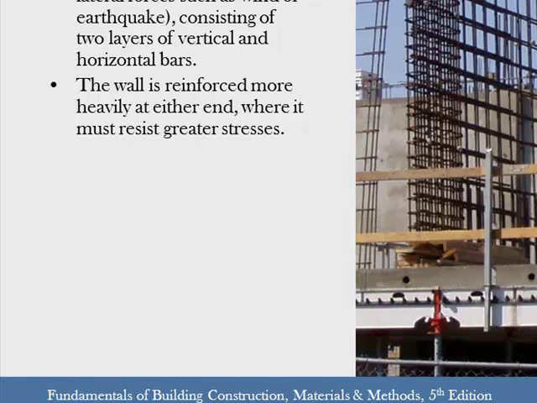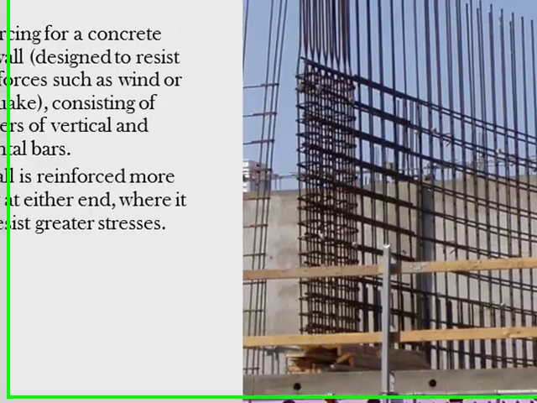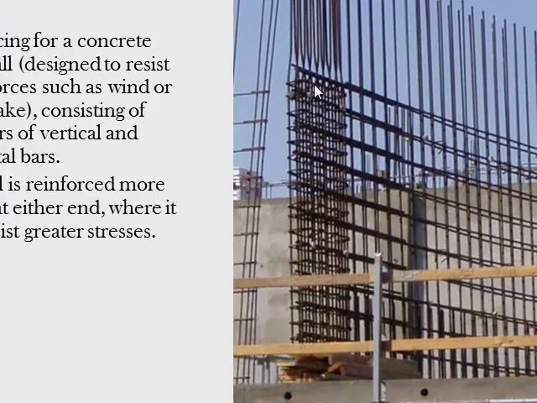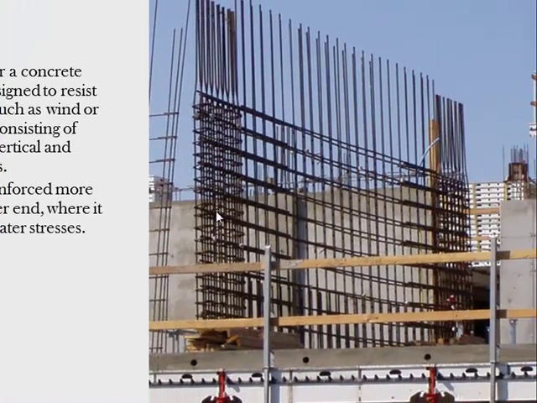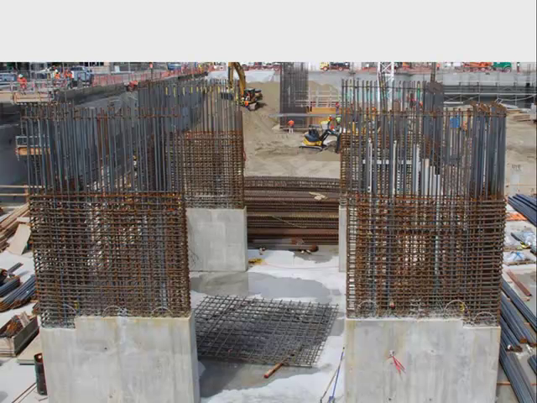Here's another wall. This is a shear wall. Shear wall means that it's going to resist lateral forces like wind or earthquake. And in this case, they've got a lot of reinforcing at the ends where there's going to be more shear than in the middle. So you can see what that looks like. Here's some more shear walls, a lot of reinforcing in those. This is probably a high-rise building. Well, it is a high-rise building.